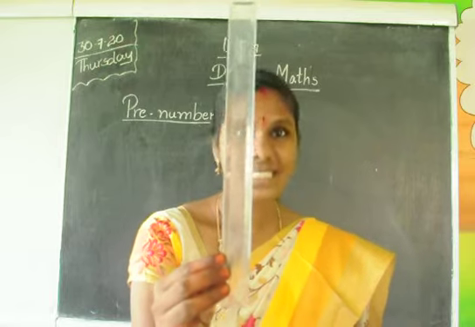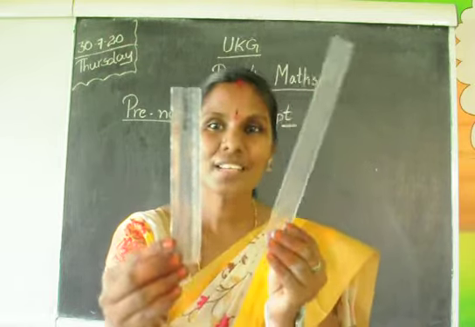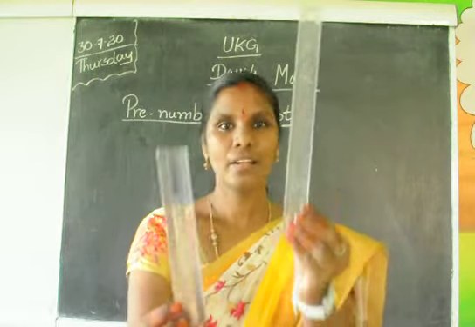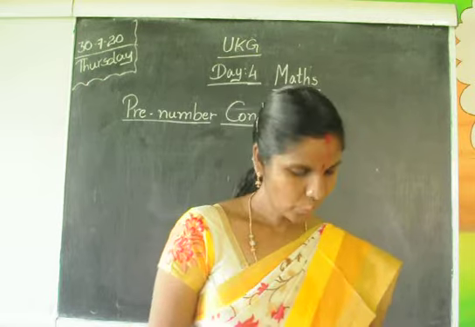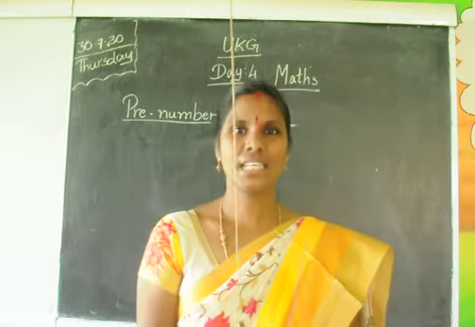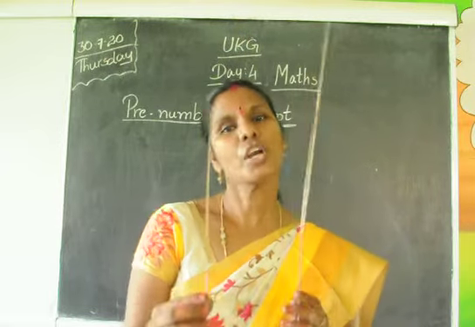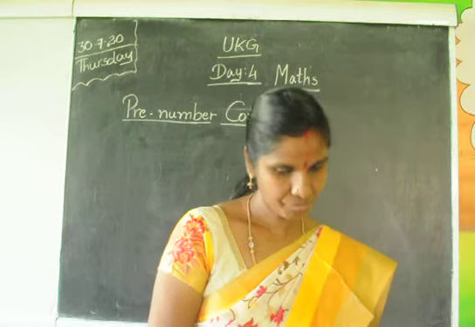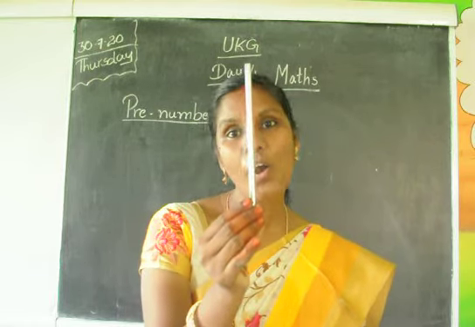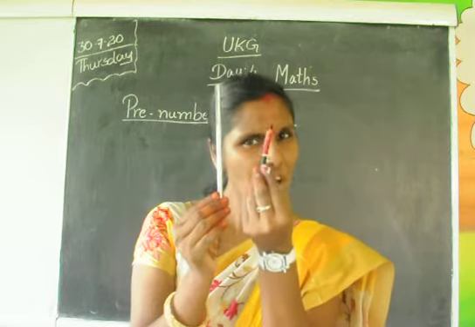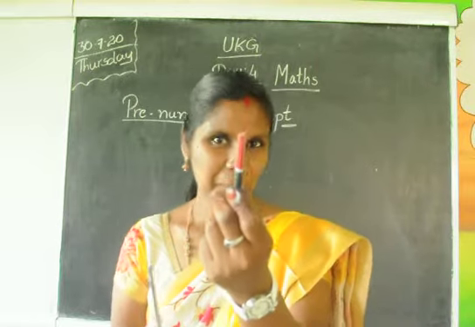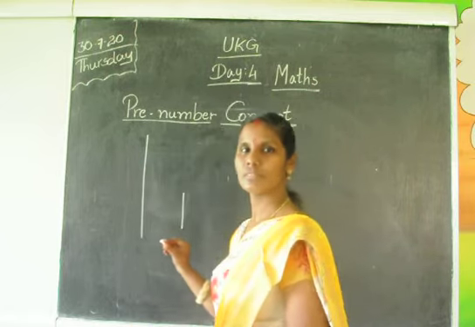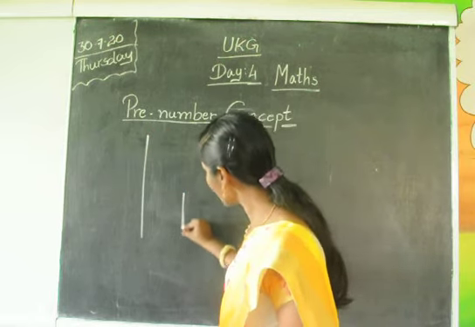Long scale. Look here, small scale. Long one, short one. Next, long stick, short stick. Long pencil, short pencil. I'll draw. Long line, short line.